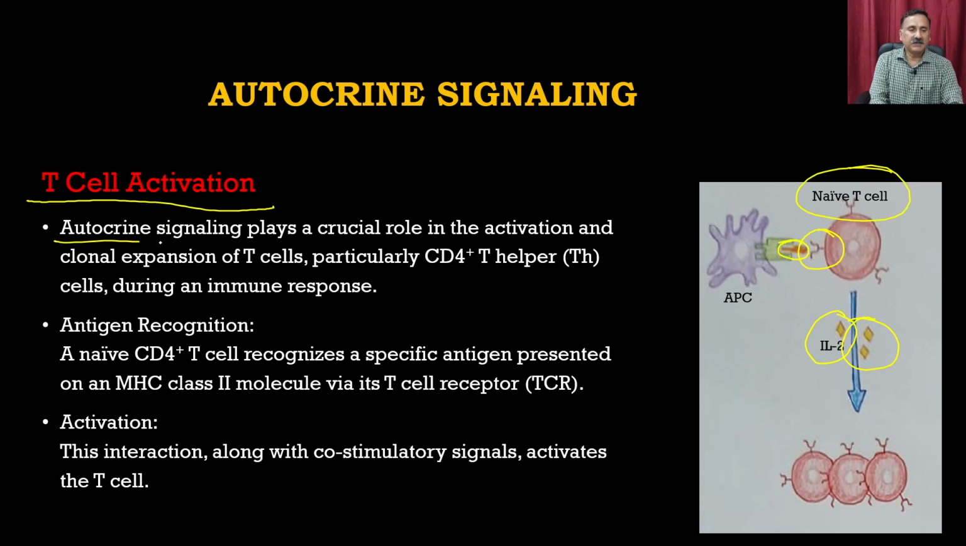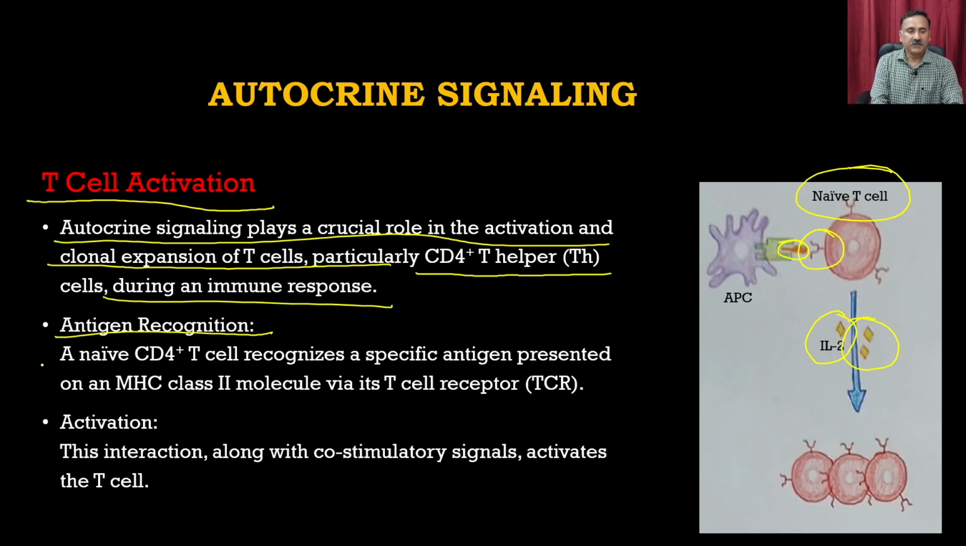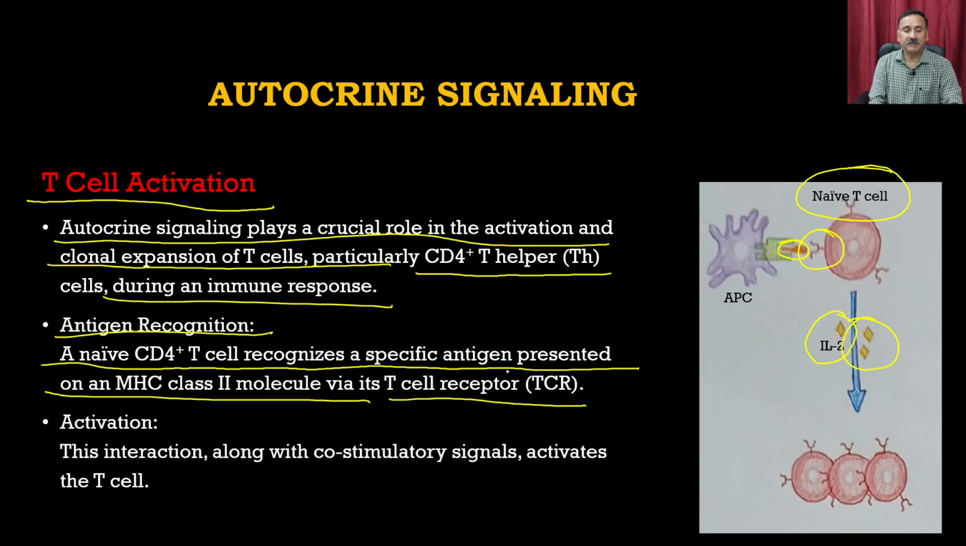So autocrine signaling plays a crucial role in the activation and clonal expansion of T cells, particularly the CD4 positive T helper cells during an immune response. So, antigen recognition: a naive CD4 positive T cell recognizes a specific antigen presented on the MHC class 2 via its T cell receptor, and then these interactions along with the co-stimulatory molecule activate the T cells.